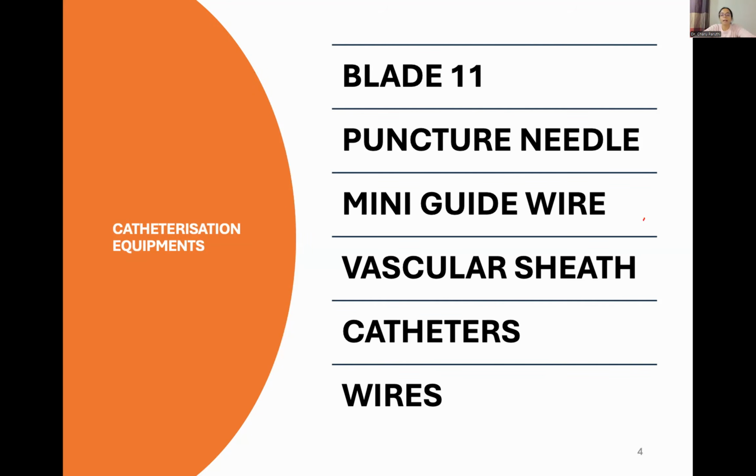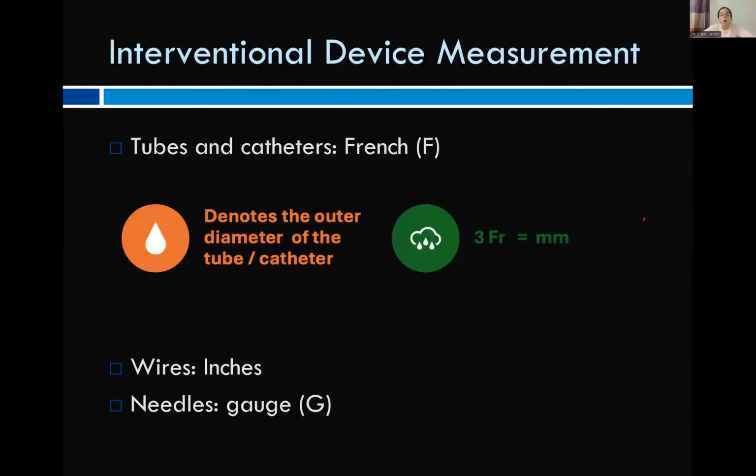So once that is done, we begin with the first step of all interventions, which is obtaining a vascular access. So for that, we have to be very well versed with all our equipment, and some international measurement techniques we have to know. The tubes and catheters are measured in French, and we have to know that 3 French equals 1 millimeter. So this basic knowledge of conversion of French into millimeter has to be known. Others you can skip, but this you should know. Then wires are measured in inches and the needles are measured in gauge.